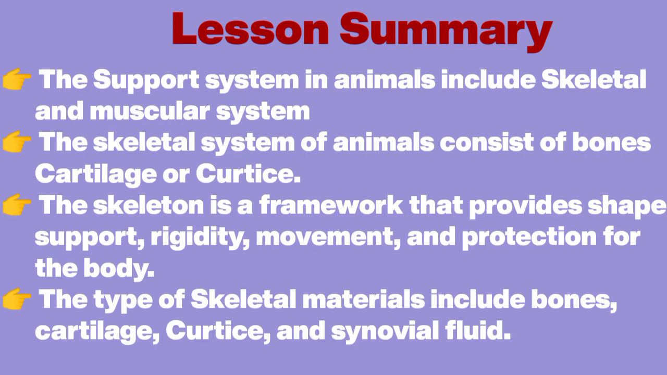Let's have a review of what we have learned so far. The supporting structures in animals include the skeletal and the muscular system. The skeletal system of animals consists of bone, cartilage, or cuticle. The skeleton is a framework or structure of the body that provides shape, support, rigidity, movement, and protection for the body. The types of skeletal material include bones, cartilage, cuticles, and synovial fluid.